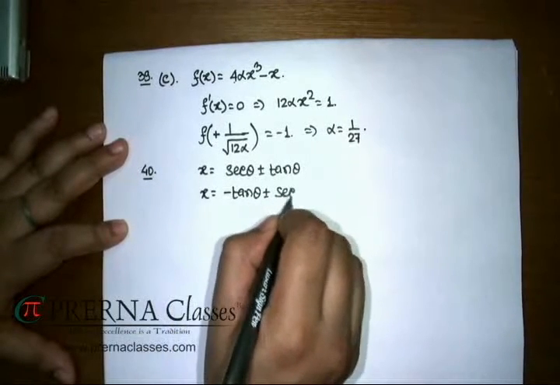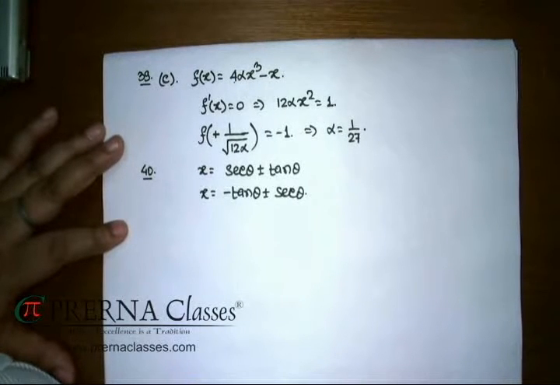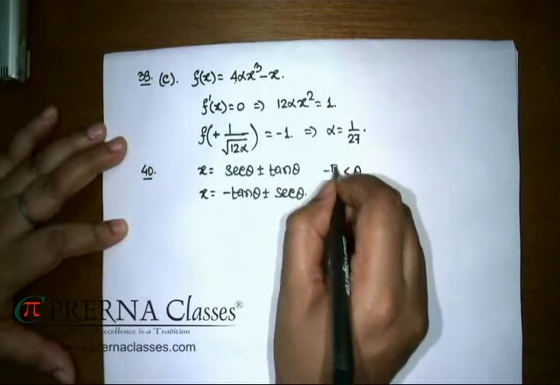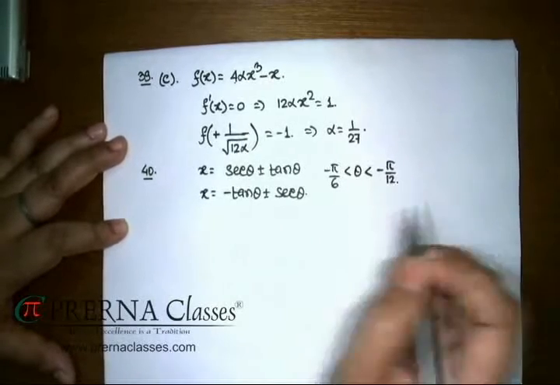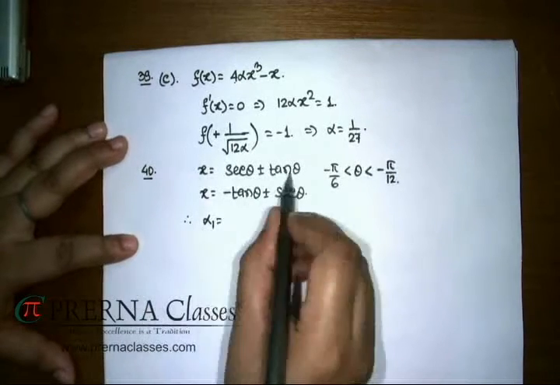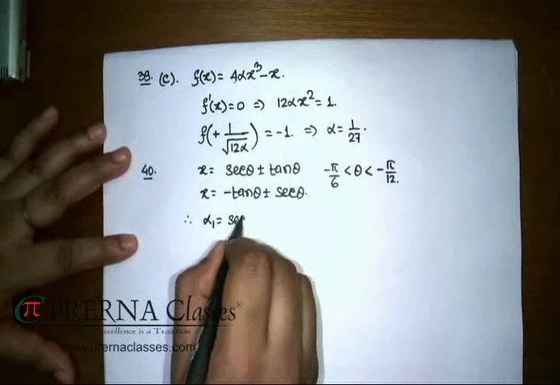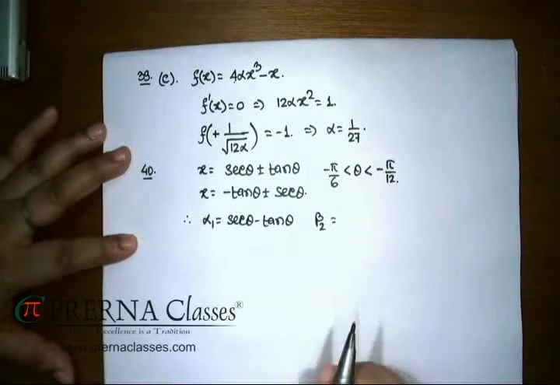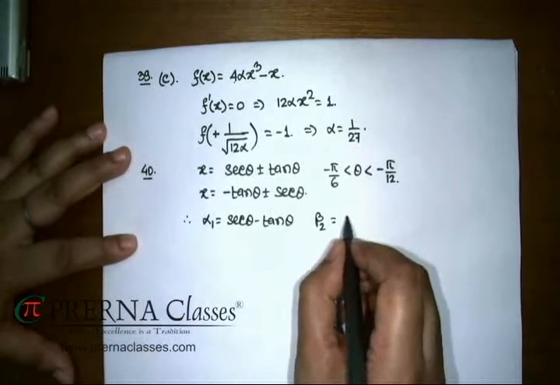Now you have to identify which one is alpha 1, which one is beta 1, which one is alpha 2, which one is beta 2, because theta is given to you in a particular interval, which is minus 30 degree to minus 15 degree. Clearly then you can check that the value of alpha 1, out of the first two roots, is going to be equal to sec minus tan, and the value of beta 2, which is the smaller root of the second quadratic, is clearly going to be negative tan negative sec.